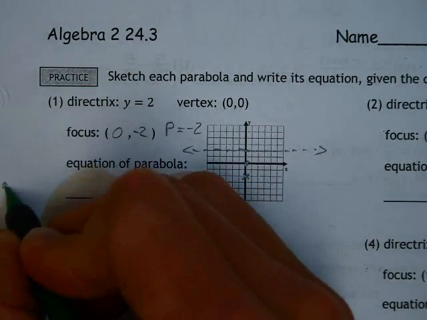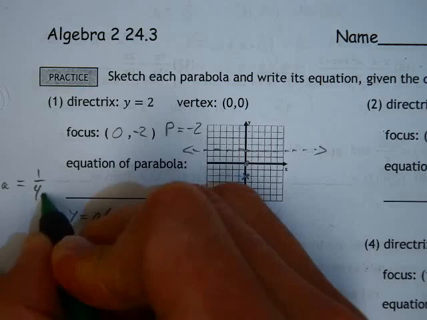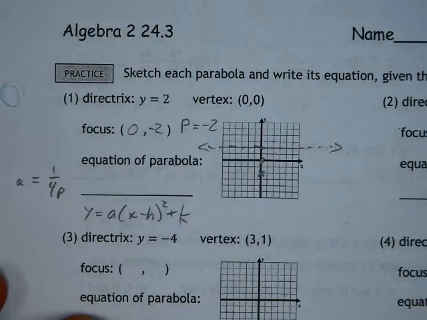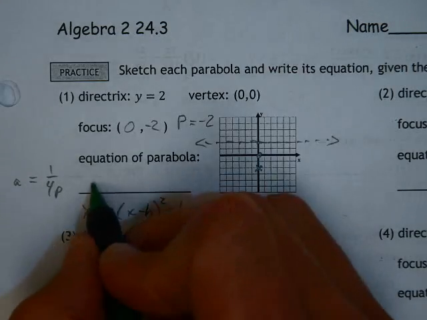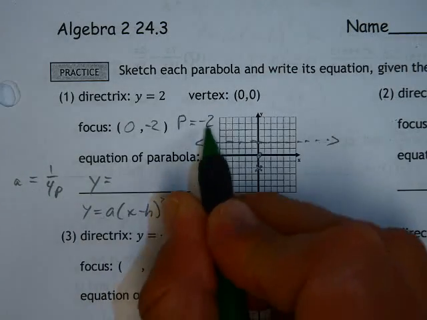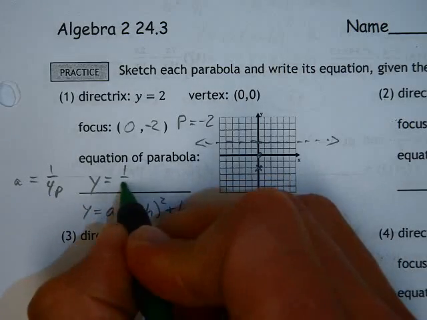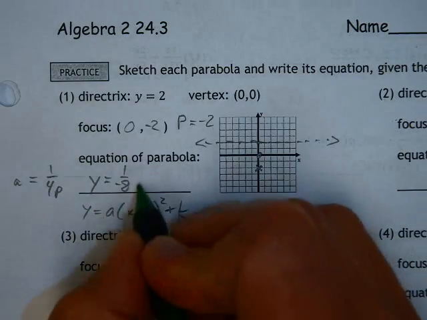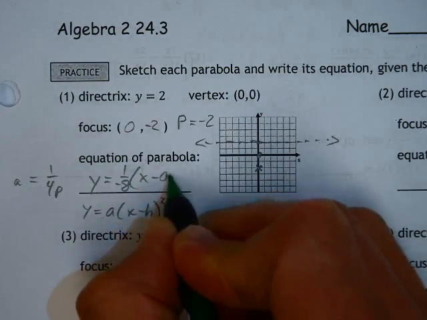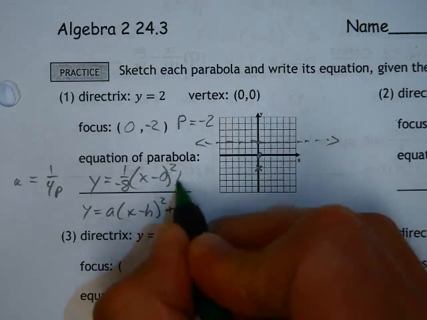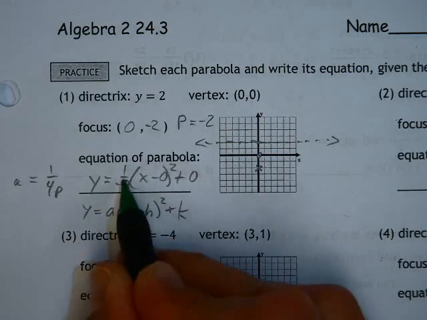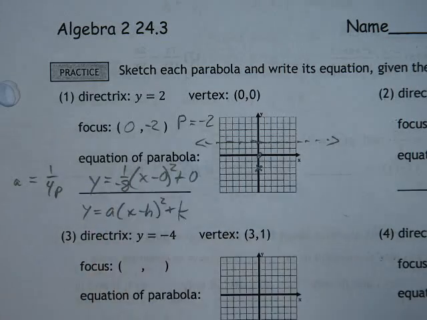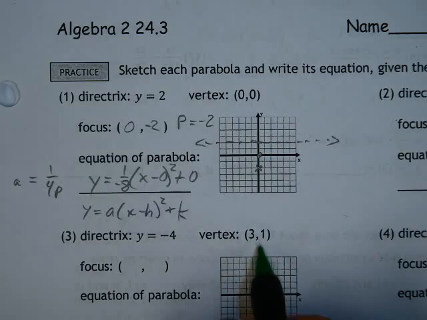Now the a, and just a reminder here, is 1 over 4p. If we have all that, we have everything we need to be able to create this. So y equals the a, if I know p is -2, is 1 over -8 times the quantity x minus 0, unnecessary, plus 0, also unnecessary. So if you simply said y equals 1 over -8 x squared, you're good to go. But we're going to incorporate vertices here, that type of thing. And we'll get to that in a second.